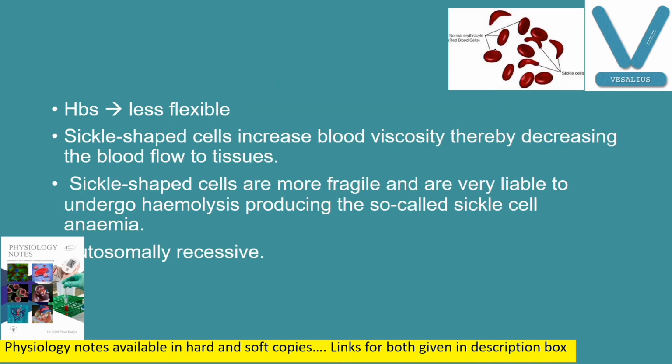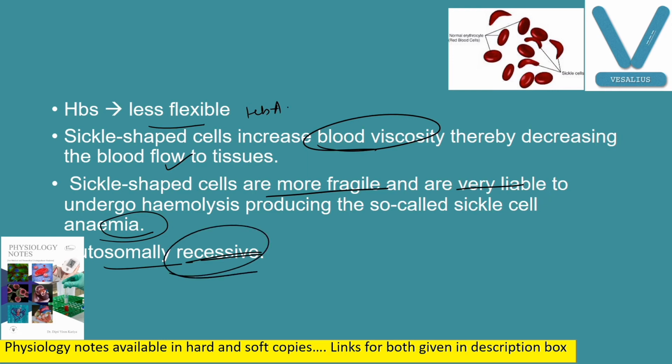Another thing is this HbS is less flexible as compared to HbA, and therefore it blocks the circulation. So sickle shaped cells increase. Another disadvantage is it also increases blood viscosity and decreases the blood flow. So sickle shaped cells, they are more fragile, and liable to undergo hemolysis, and therefore it produces anemia, sickle cell anemia, and this disorder is an autosomal recessive disorder. Heterozygous individuals with sickle cell trait rarely have severe symptoms, so that is a recessive disorder.